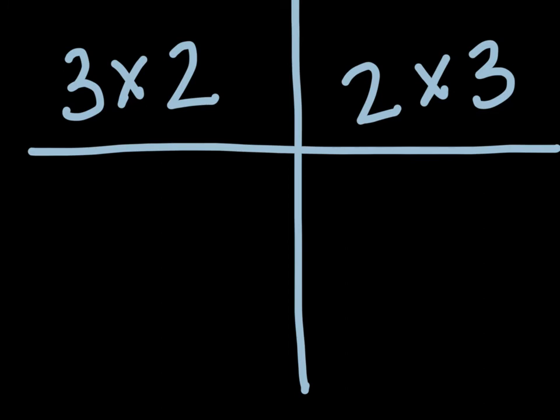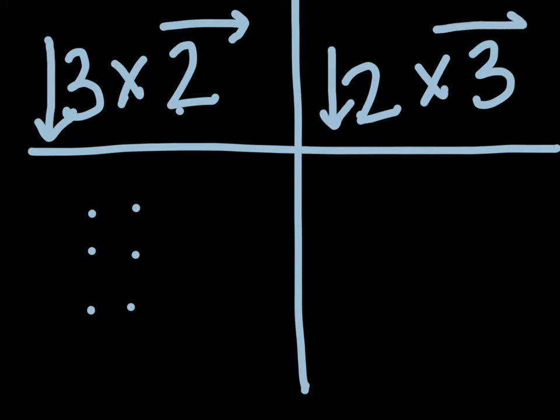So here I'm going to show you one more quick example of an array, and I'm going to show you the same problem written in a different way. So the first problem is 3 groups of 2. The second one is 2 groups of 3. So if I have 3 groups of 2, my 3 is my first number, so that's going to go down, and my 2 is going to go across. So I'm going to do 1, 2, 3, 1, 2, 3. On my second problem, my 2 is going to go down, and my 3 is going to go across. So I put 2 down and 3 across.